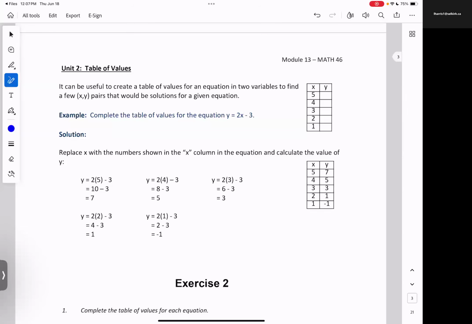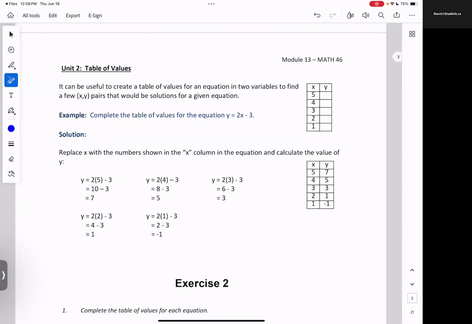So in the last unit, we discussed how many different XY pairs can be a solution for a linear equation where you have two variables. And that's what we're continuing with here. So sometimes it can be useful to create a table of values that shows a few different XY pairs that would be solutions for a given equation. And that's because we're going to use these solutions later on in order to graph these equations.